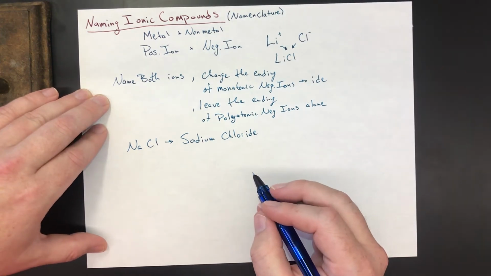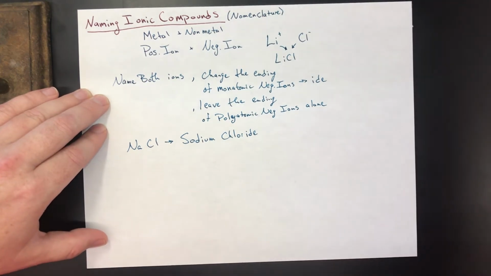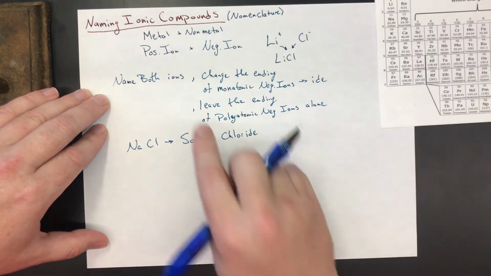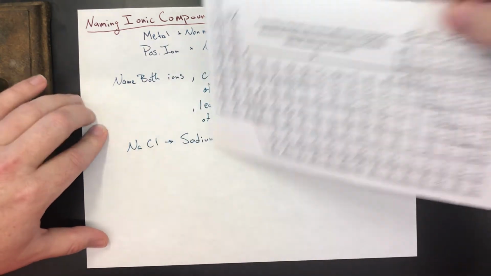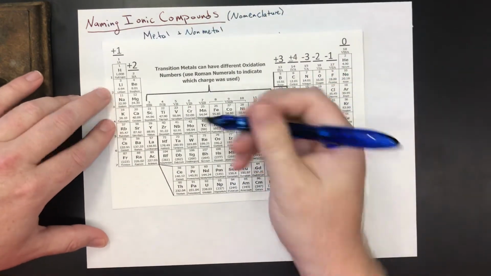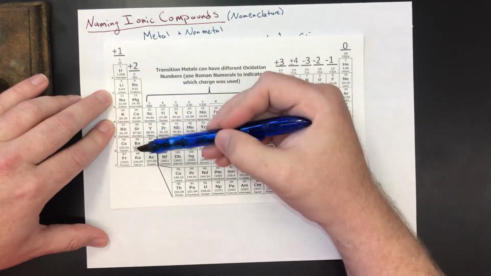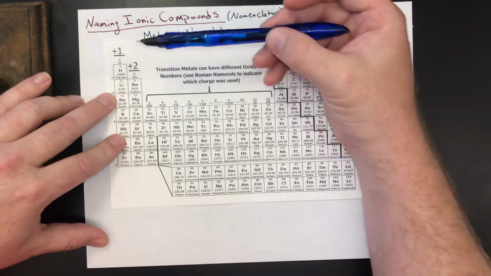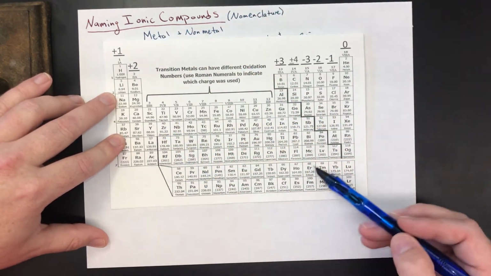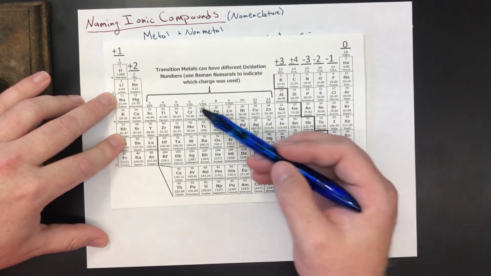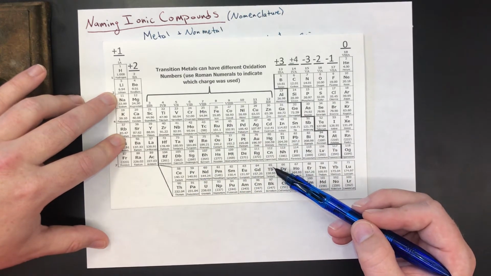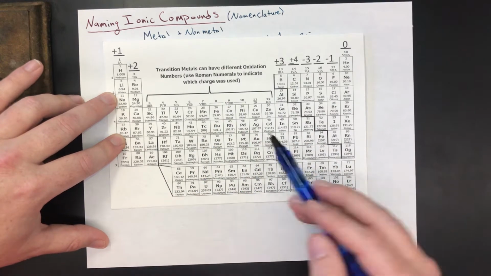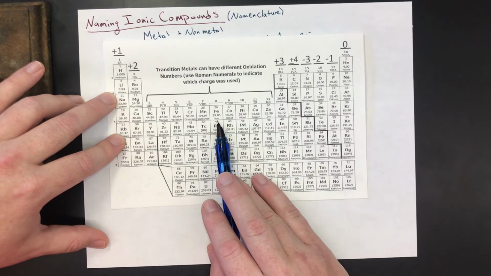We do have a few hiccups in this though. When I'm looking at my metals on the periodic table, these first two groups we know are going to be +1 and +2. We do have some confusion though when we look at our transition metals. These can have more than one charge. It depends on the situation. For something like iron, this could be +2, +3. It's really hard to know without a little more information.